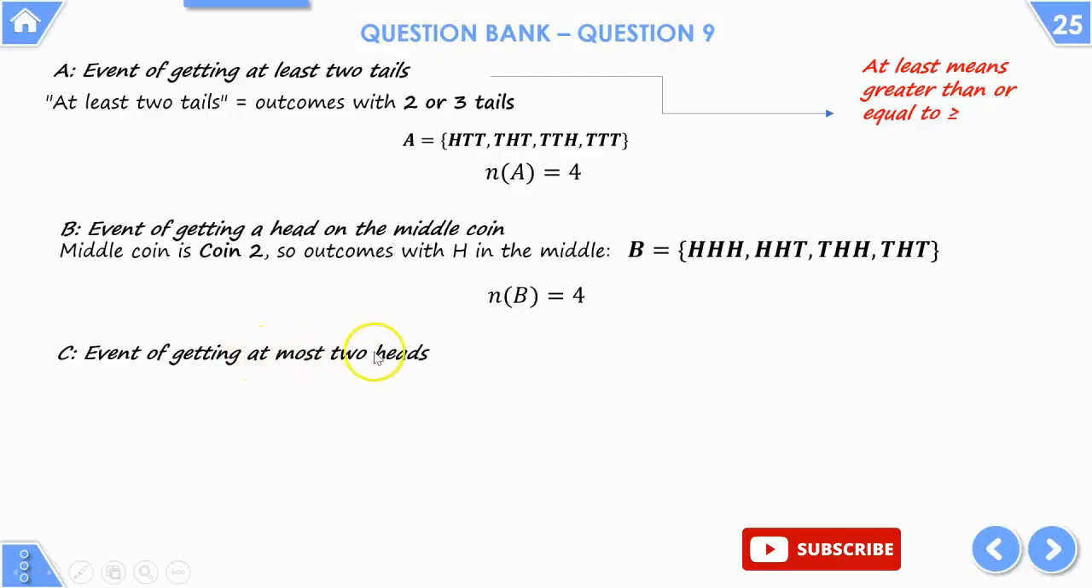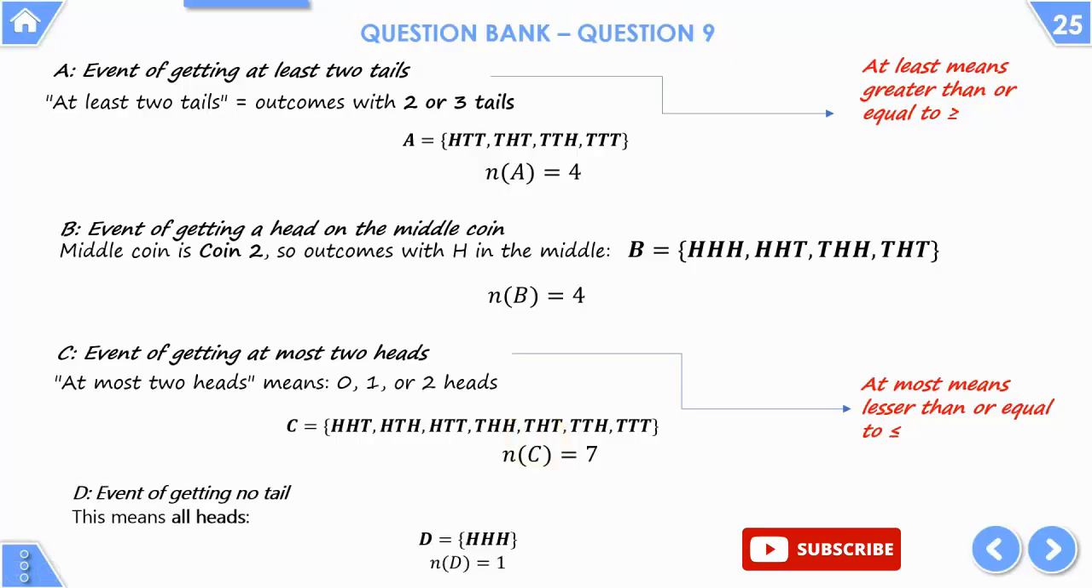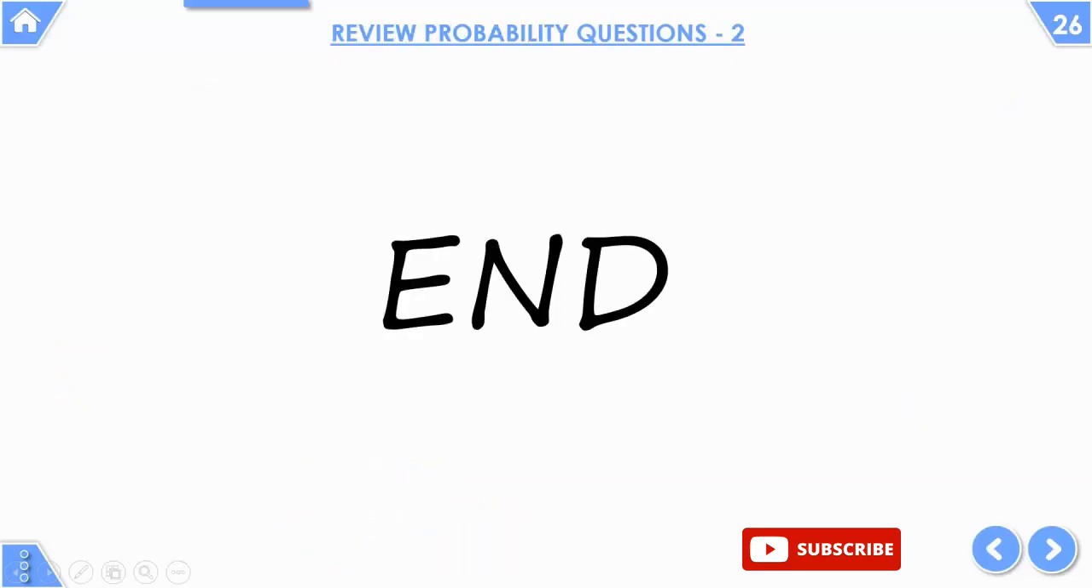Event of getting at most 2 heads. Remember, at most means lesser than or equal to. So at most 2 is lesser than or equal to 2, and 0 and 1 are included. So either there is no head at all, or there are 2 heads, or there is 1 head, like that. And that is 7, so n(C) is equal to 7. Then the event of getting no tail, only heads, and that is our final answer. And that's what we have here.